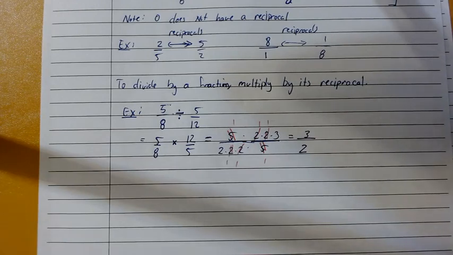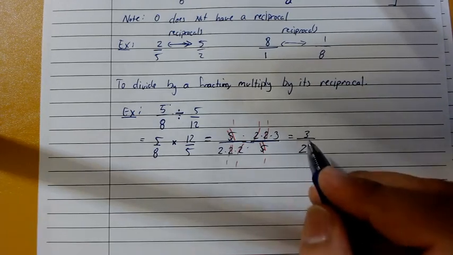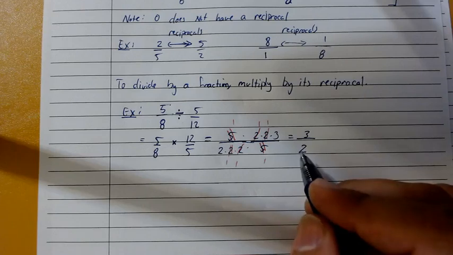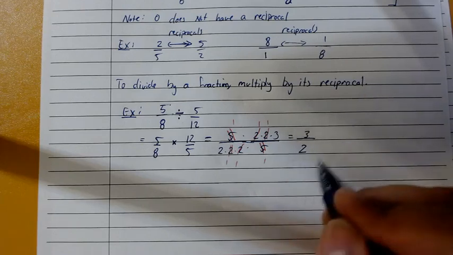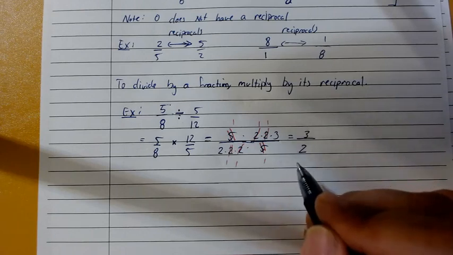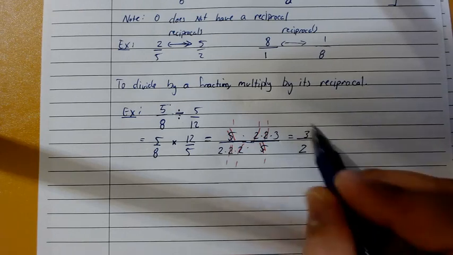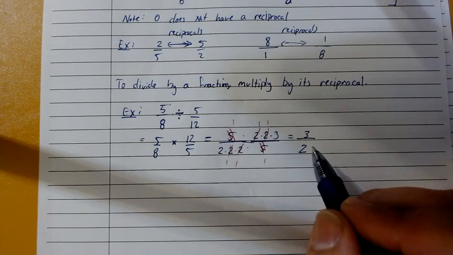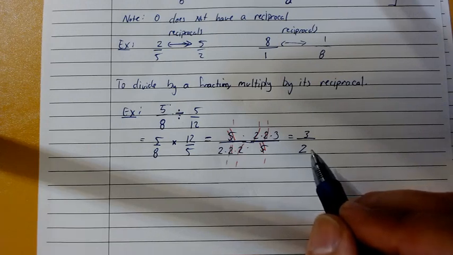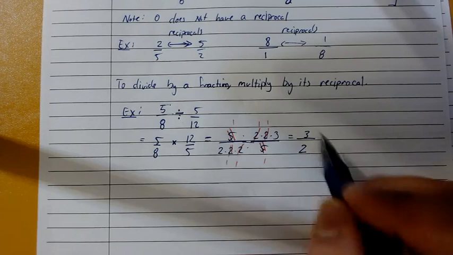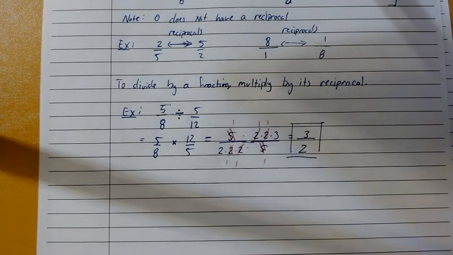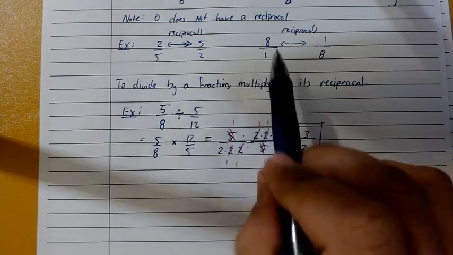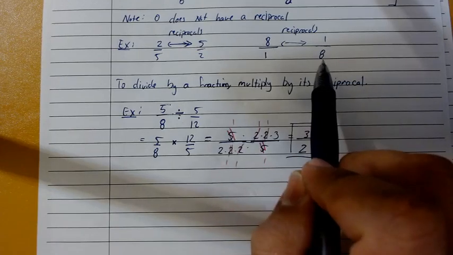And as we've mentioned, this is called an improper fraction. The numerator is greater than the denominator, and there's nothing wrong with that. We don't need to change this into a decimal. We don't need to change this to a mixed number. For the most part, whatever our answer is, whether it be a proper fraction, an improper fraction, or even a whole number, this is a perfectly acceptable answer. Note that whole numbers also have reciprocals.